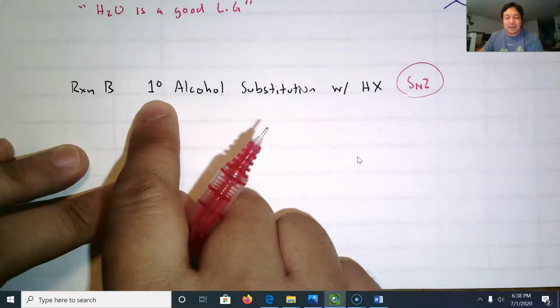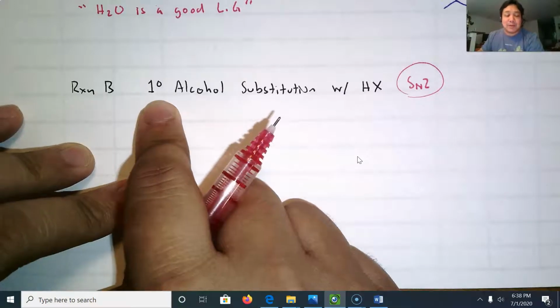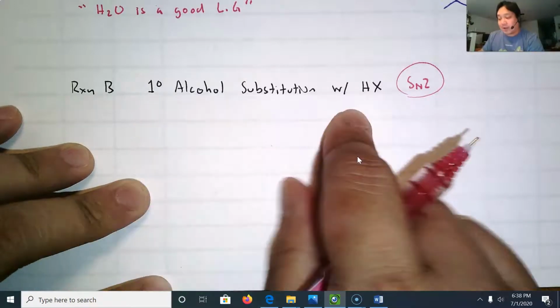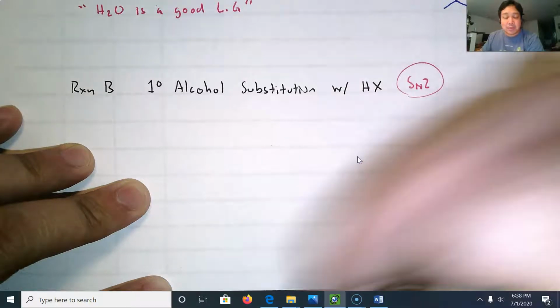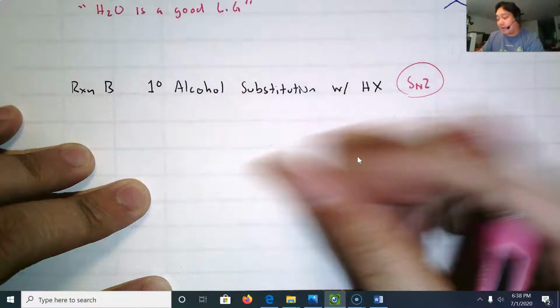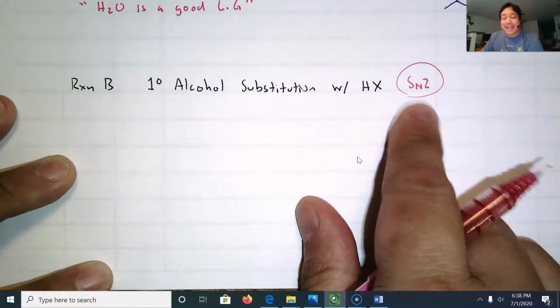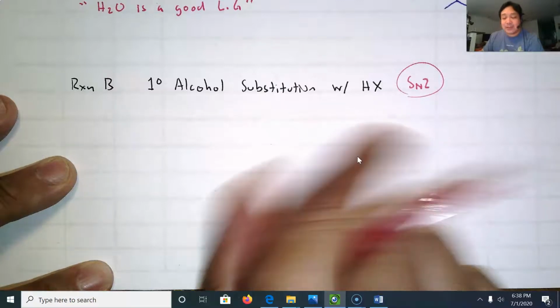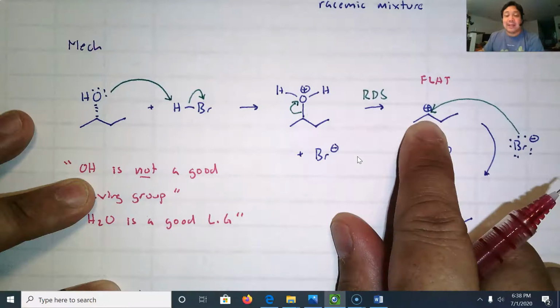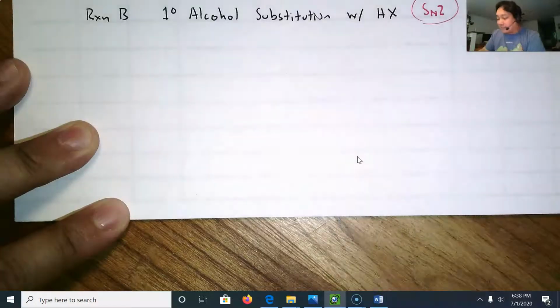It's primary. Primary carbocations are very unstable, so we are not going to go through the carbocation via an SN1 process. We're going to avoid making a primary carbocation by doing SN2. The nucleophile will attack as the leaving group leaves, so we'll never have a naked carbon, a carbon with only 3 bonds. Let me show you that reaction.